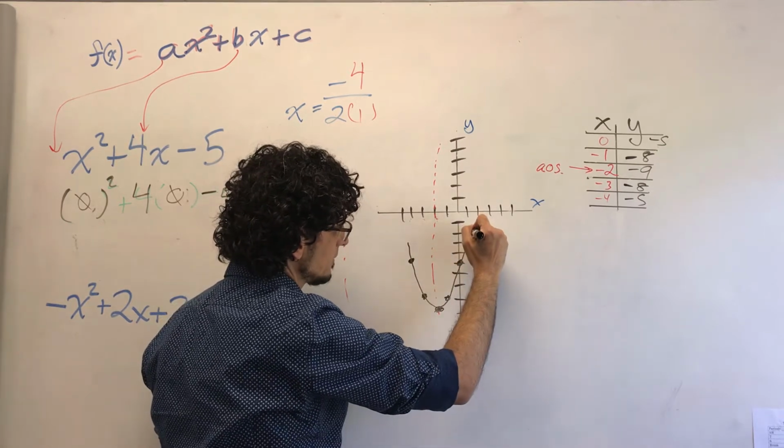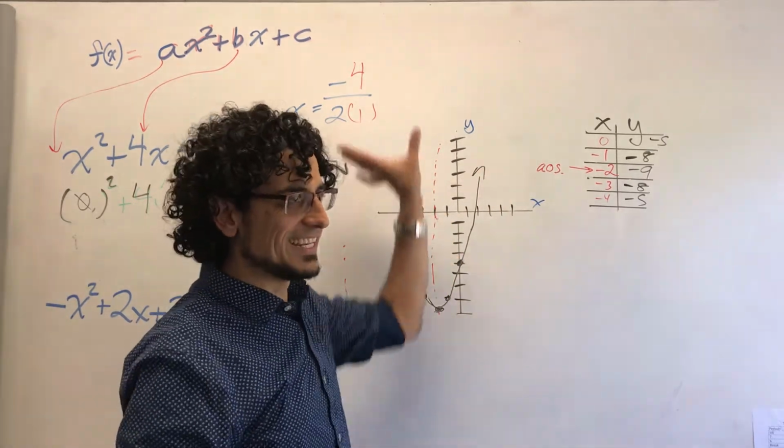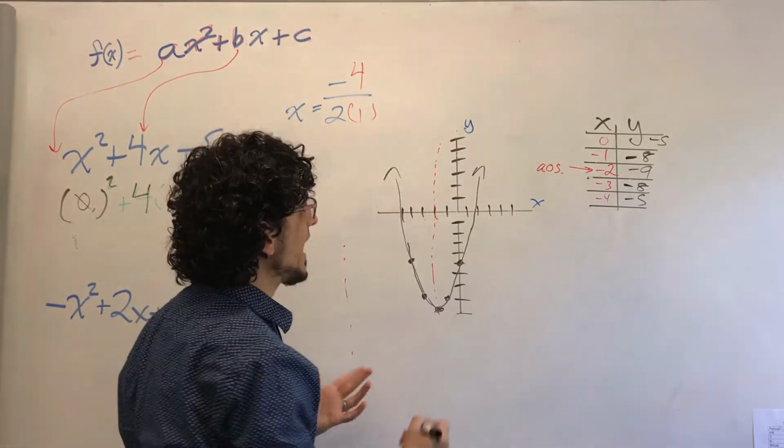And so I get this shape right here. Oh, it's like a happy face, all right? And then it'll continue up, extending on into infinity, all right? But let's talk about some pieces of information that are important. So what's my axis of symmetry?